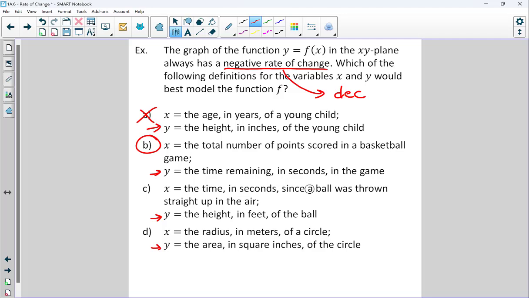As the time in seconds since a ball was thrown straight up in the air increases. So the time after we throw the ball straight up in the air. Keep in mind, if I throw the ball straight up in the air, it's going to go up and then it's going to come back down. So the height increases and then decreases. It does decrease eventually, but the question specifically said the word always, so that one's out. The radius in meters of a circle, so if the radius increased, the area would also increase. So that comes out as well. So B is confirmed to be the correct answer.